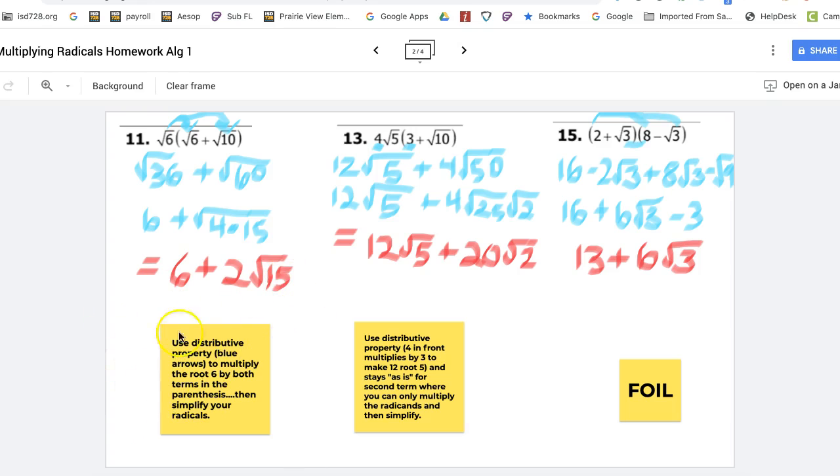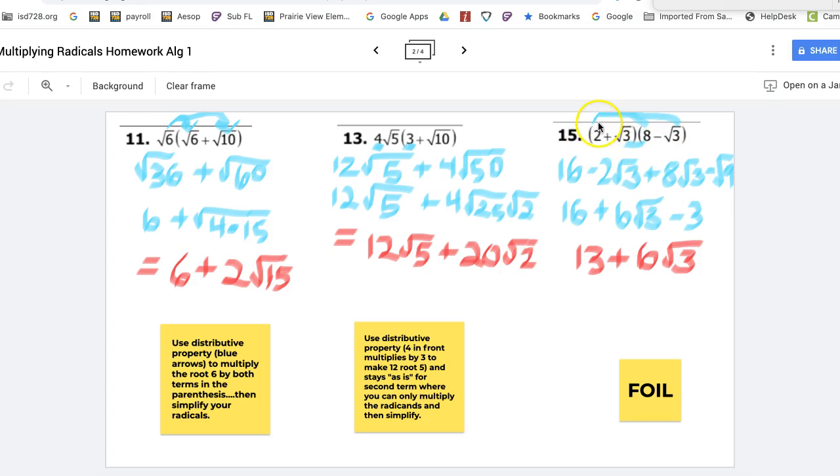And I've kind of said on this little post-it what you need to do. This one's a little more complicated. You can take the 4 times the 3 and make 12 root 5. That's from this multiplication right here. And then you're going to take 4 and leave that on the outside and do the 5 times 10 to make root 50. Again, break it down. This would be 4 times 5 because square root of 25 is 5. 4 times 5 is 20. So 12 root 5 plus 20 root 2.